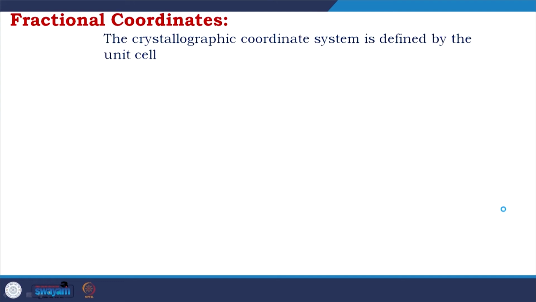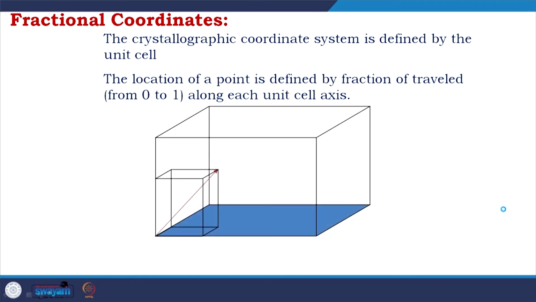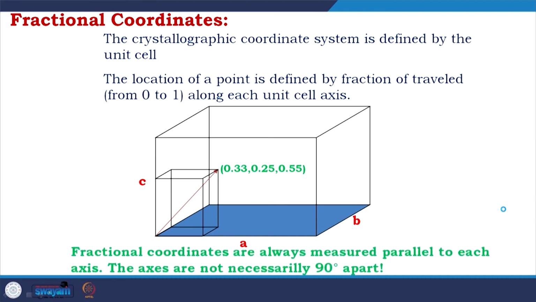Let me talk about fractional coordinates. The crystallographic coordinate system is defined by the unit cell. The location of a point is defined by the fraction travelled from 0 to 1 along each unit cell axis, which we have talked about. But let us say here we have fractional coordinates 0.33, 0.25, 0.55. So, the fractional coordinates are always measured parallel to each axis. The axes are not necessarily 90 degrees apart.